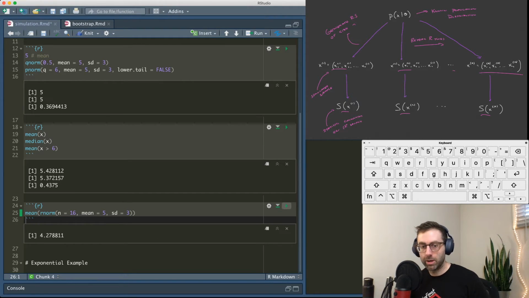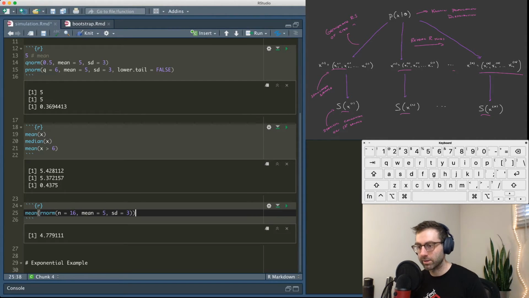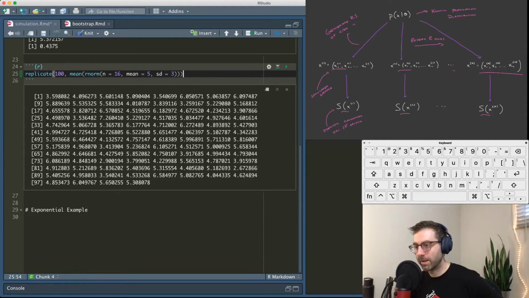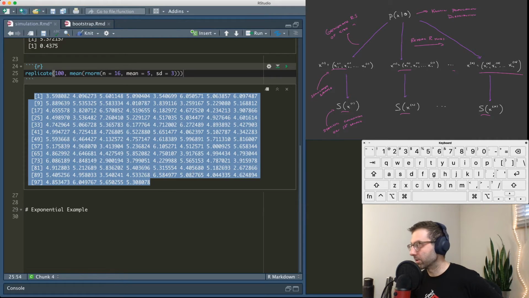Okay. But I want to do this a bunch of times, and I don't want to have to keep clicking, and I want to store all of these things. So this is where there's this really nice function called replicate. And first let's do it with just 100. What this replicate function does is it says, well, do this thing 100 times. So if I run this, these values here now are the equivalent of 100 of these x-bars that we see in the slide there.